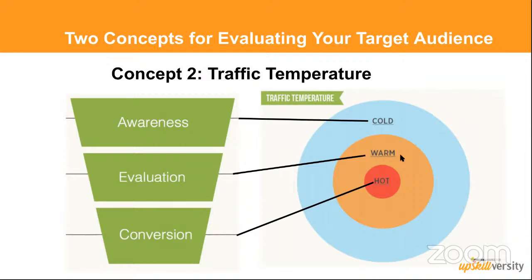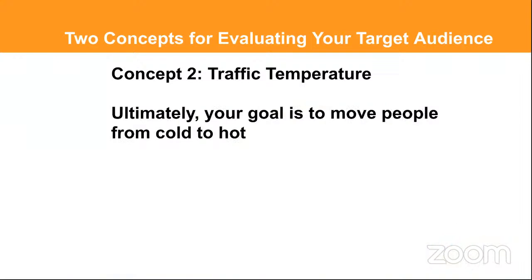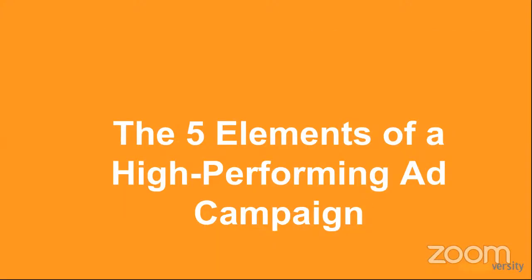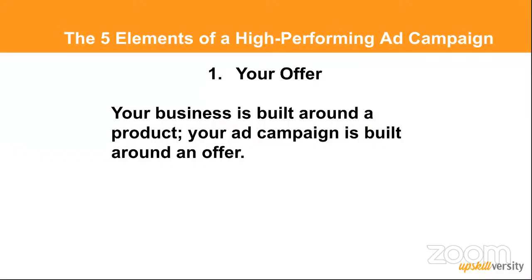Okay? Yan yung ginagawa namin sa client ko. Yan yung ginagawa namin sa mga customers. And it's really working well as long as you optimize and you do things well. Okay? So traffic temperature. Ultimately, your goal is to move people from cold to hot. Okay? So ito yung 5 elements of a high-performing advertising campaign.